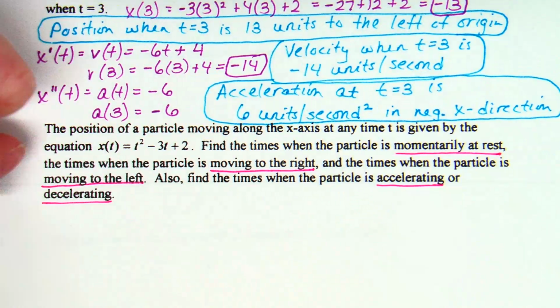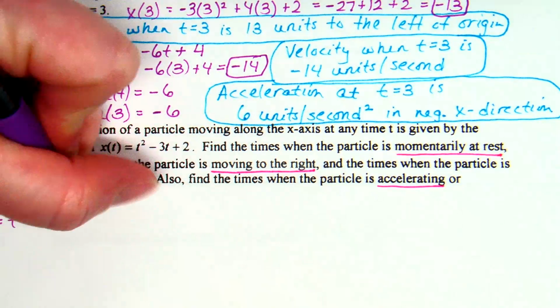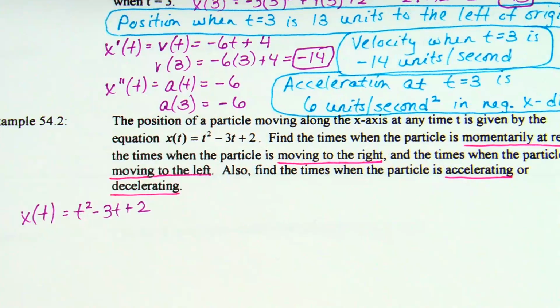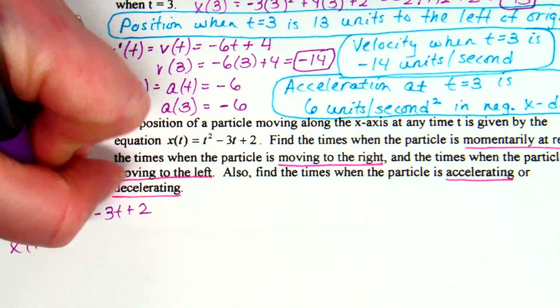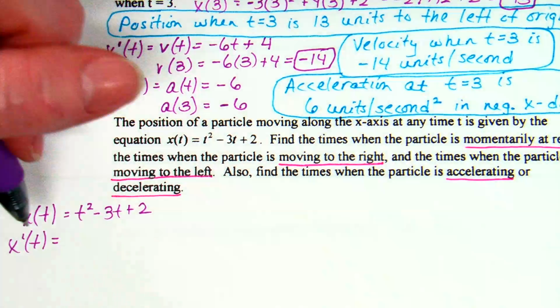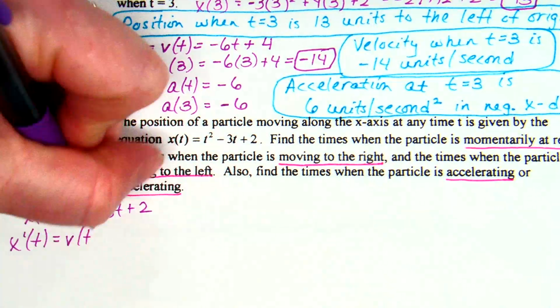So we were given the equation, x of t equals t squared minus 3t plus 2. So we first need to find the derivative. So x prime of t, the derivative, is going to yield what? Derivative of t squared is 2t minus 3. And that is my velocity, yes?